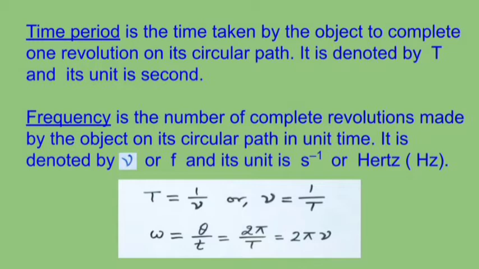An object describing uniform circular motion has frequency nu and time period T. It traces out angle 2 pi radians in one revolution, which means when time t is equal to capital T and theta is equal to 2 pi radians, then angular velocity omega is equal to theta by t, which is equal to 2 pi by T, or also equal to 2 pi nu. So, this is the relation between angular velocity omega, time period T, and frequency nu.